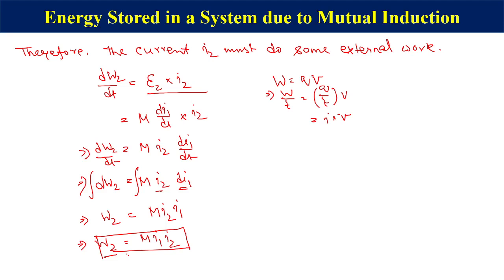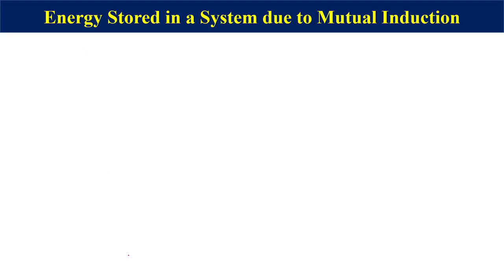If you do the opposite, in what sense? You had two coils, this one carrying current I2, this one carrying current I1. This is C1, this is C2. Now suppose you change the current I2 and watch the effect in circuit C1. In that case, what is going to happen?